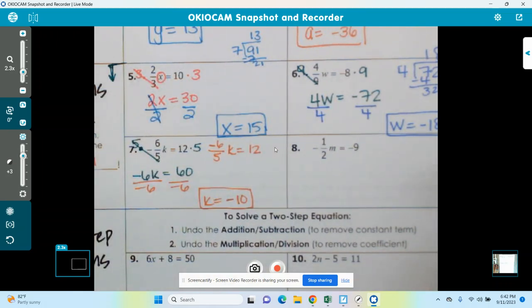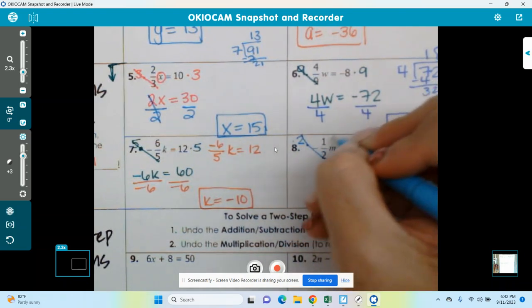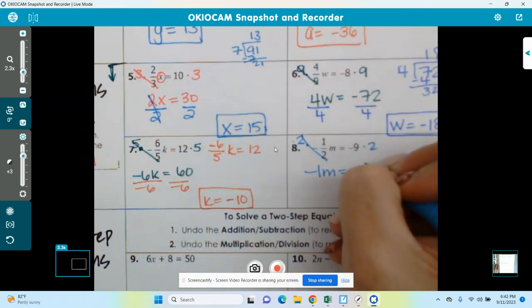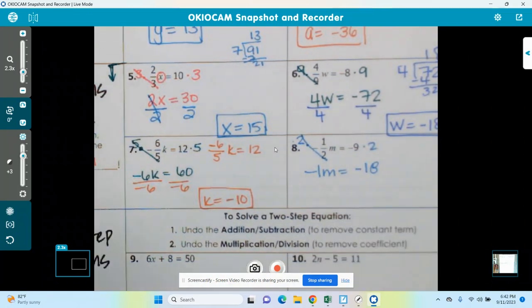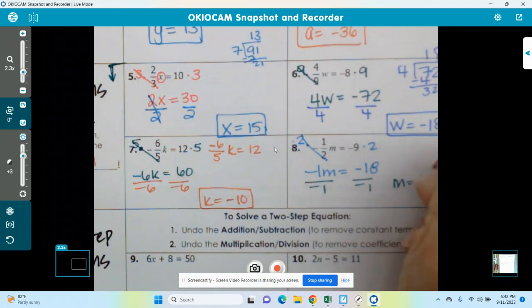All right, last one of these. We're going to multiply by 2 on both sides. That gets rid of my 2, so I'm left with negative 1m equals negative 18. And then you're going to divide by the negative 1, and m is going to equal positive 18.